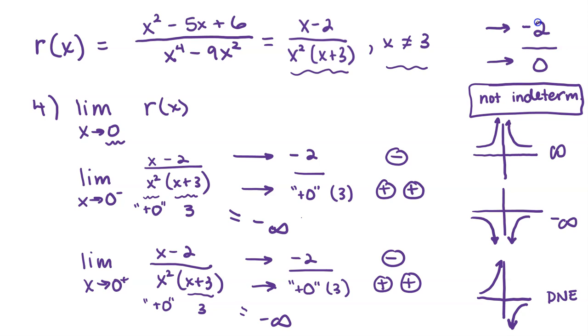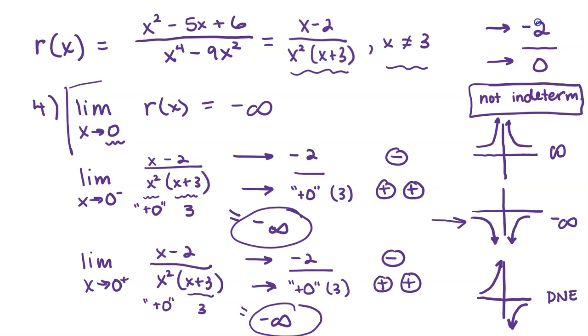And since the two one-sided limits are both negative infinity, it's a situation like this. And the two-sided limit we say is negative infinity, which is shorthand for the limit fails to exist because r of x approaches negative infinity, or grows without bound in the negative direction.